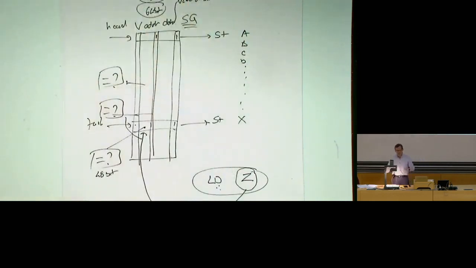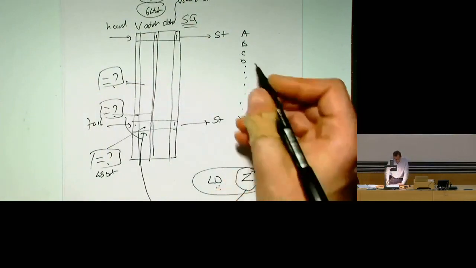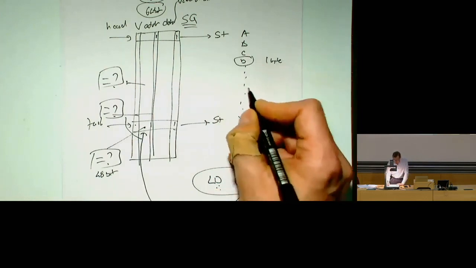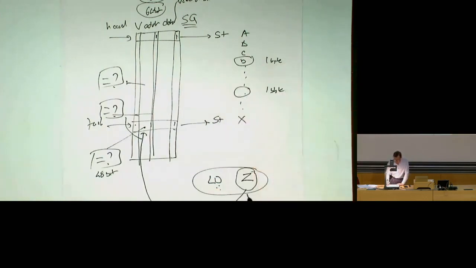That's not enough, right? I've given you an example earlier where one store is writing to one byte over here. Another store is writing to another byte. And this load is reading these 2 bytes.